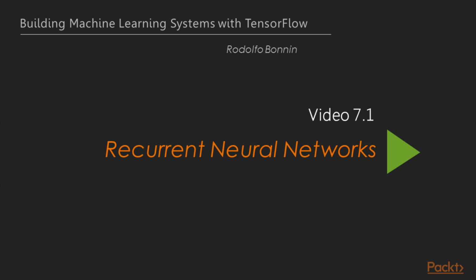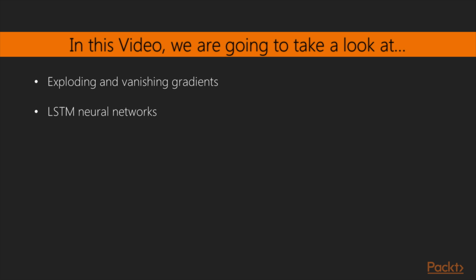Now, we will see the first video of Section 7, Recurrent Neural Networks. In this video, we will learn about a few topics, that is, exploding and vanishing gradients, LSTM neural networks.